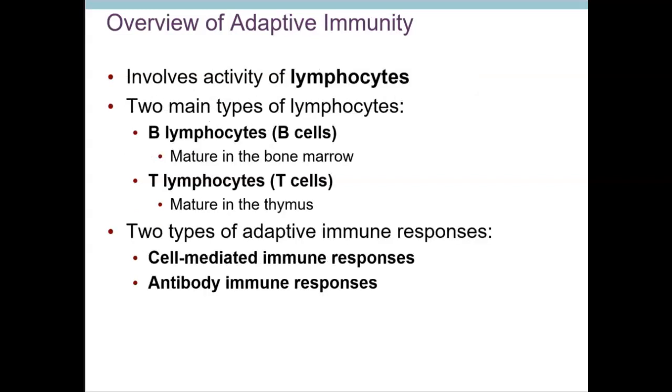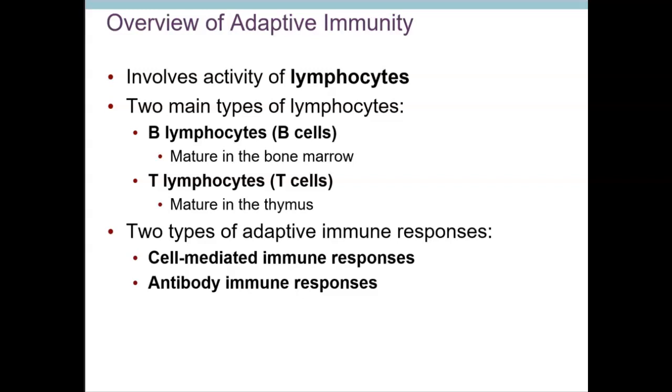Adaptive immunity is closely associated with the lymphocytes. So we talked about our 5 types of leukocytes. Those are all the white blood cells. One of those types are lymphocytes. There are 2 types of lymphocytes. They don't look different from each other, so when we look at them on a scope, we can't see a difference, but they behave in very different ways.